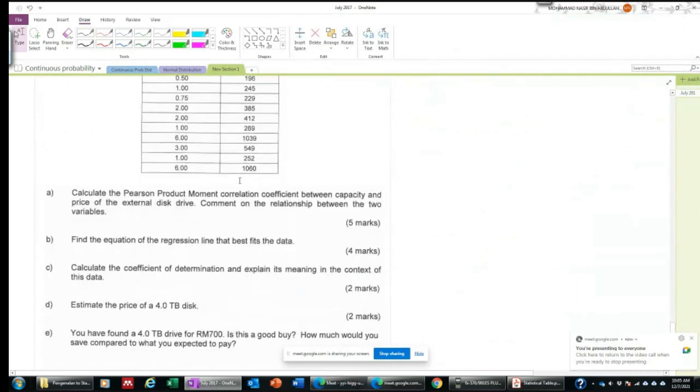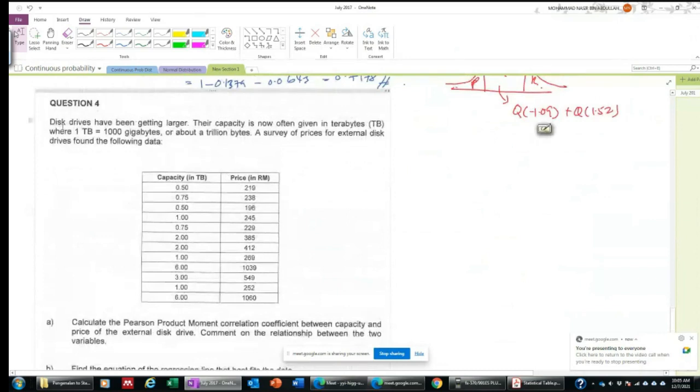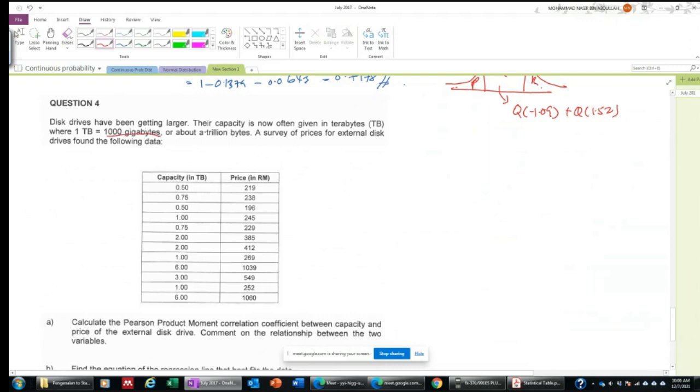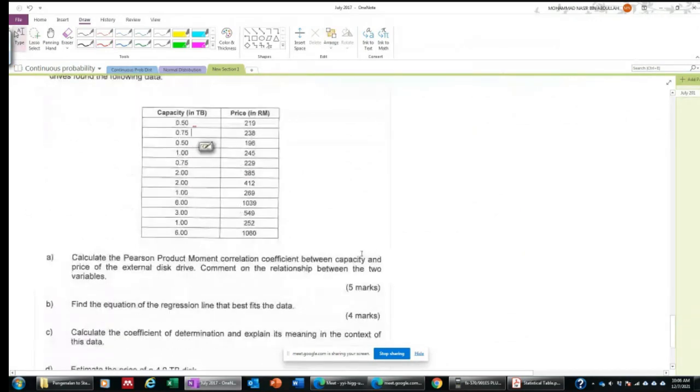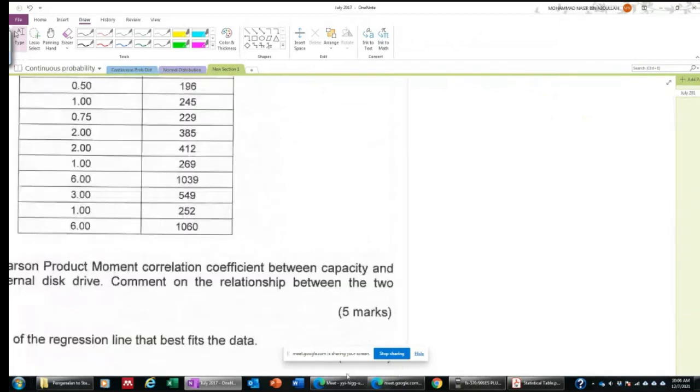Question number 4 should be very easy. So these drives are getting larger. Their capacity is now often given in terabytes, where 1 terabyte is equal to 1000 gigabytes. This is a question from 2017. A survey of prices for external drives found the following data. So 0.5 terabytes, 219, still pricey. This is from 2017, so still pricey. Nowadays very cheap.